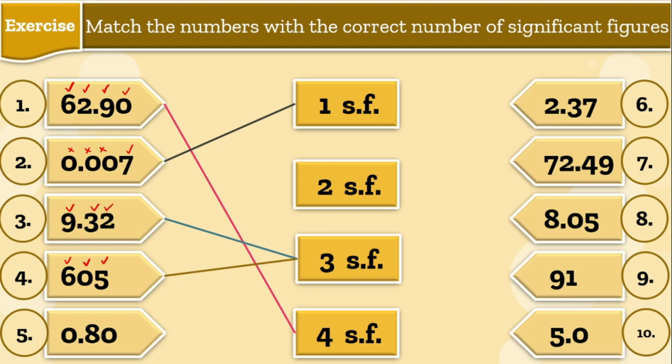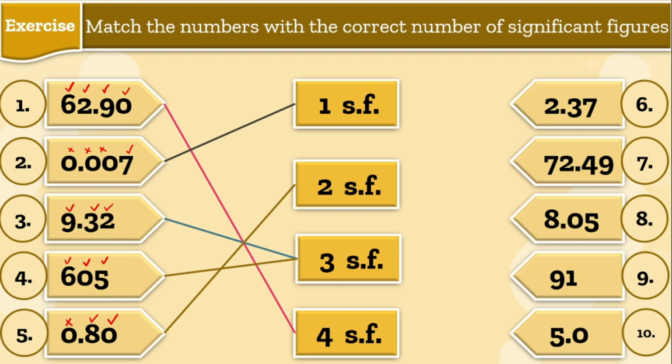Look at the number 5, 0.80. So how many significant figures are here? This is not counted because this is before the first non-zero digit. Alright, so this one is counted and this is counted as well because this is at the end of a decimal. There are 2 significant figures.